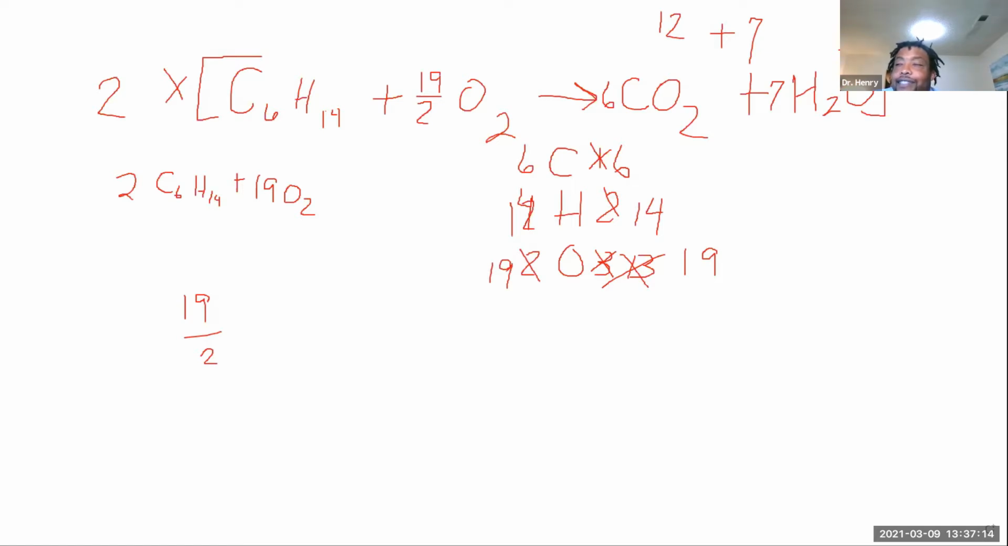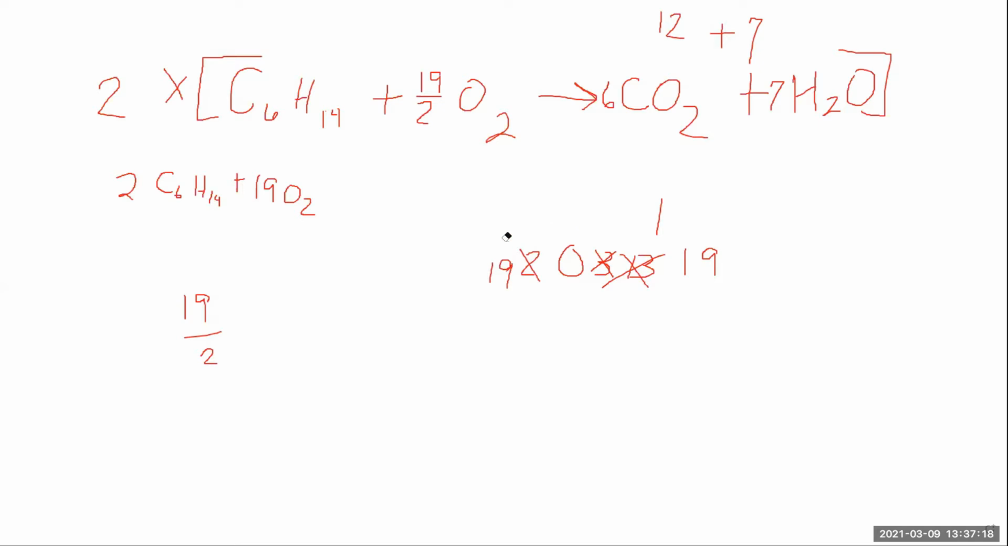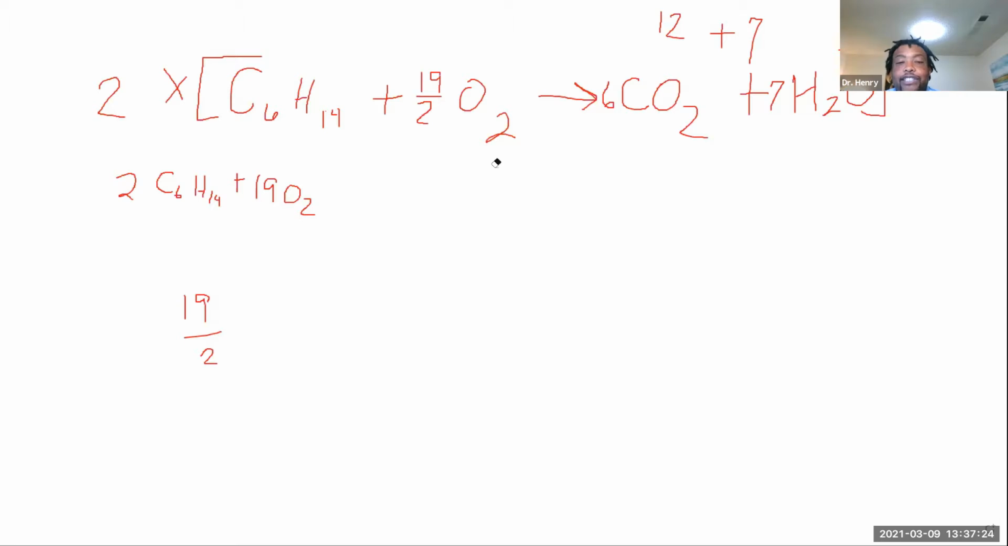Are you there? Yep. Dr. Henry, did you do 19 over 2 because oxygen has 2 atoms right there? Yes, because there's 2 oxygens in oxygen gas, right? So the 2's will cancel out, right? So 2 times half or half times 2, it cancels each other out. So I end up with just 19.